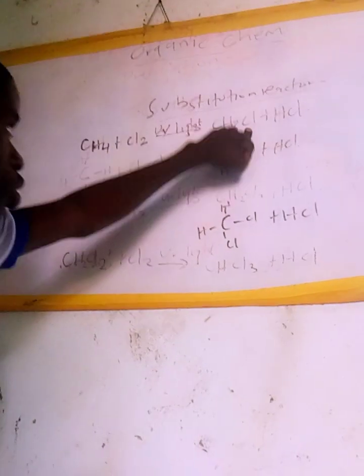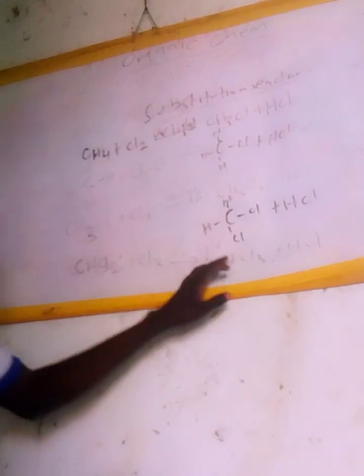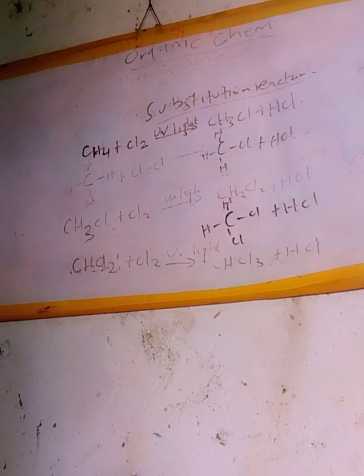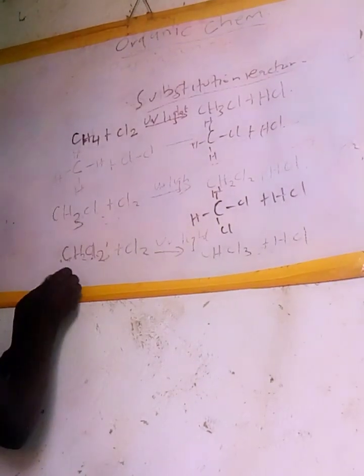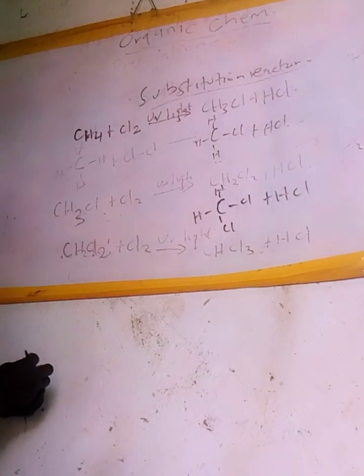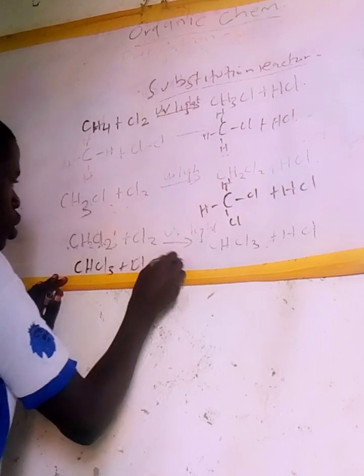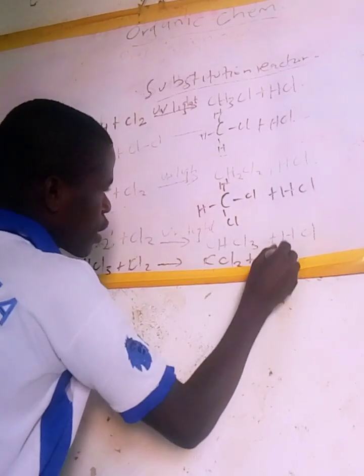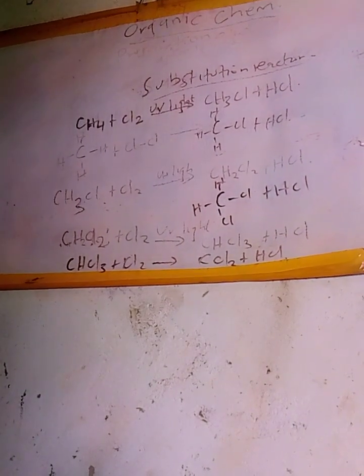Methane reacts with first chlorine to form chloromethane. Then chloromethane reacts with another chlorine to produce dichloromethane. The same dichloromethane reacts with another chlorine, until hydrogen is substituted fully. For the last step, it is CHCl3 plus Cl2 to form CCl4 plus HCl. That is now the last step until all hydrogen is substituted in this reaction.